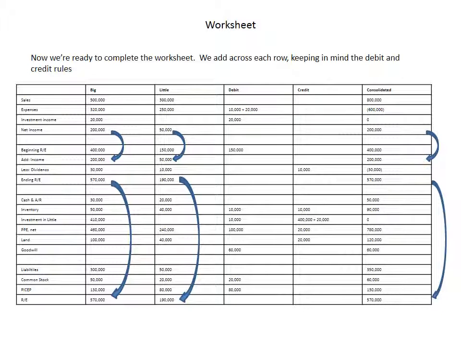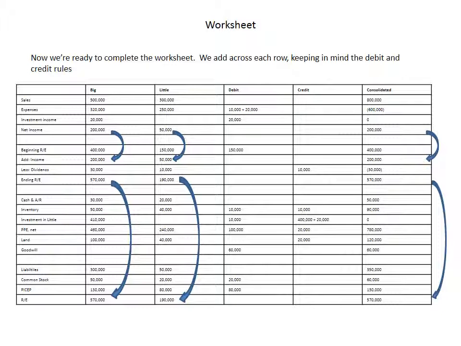The investment in Little account, again, our check figure, that account has to go away. So the investment in Little has a $410,000 debit balance. We have another debit of $10,000, so that's a total of $420,000 in debits, offset by $420,000 in the credit column. So that nets out to 0, and we're happy with the way that's looking.